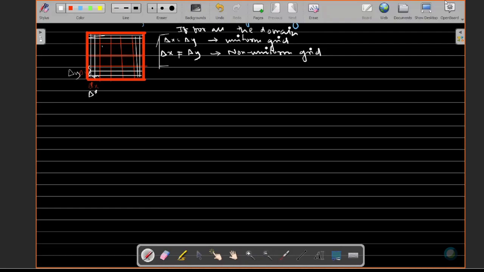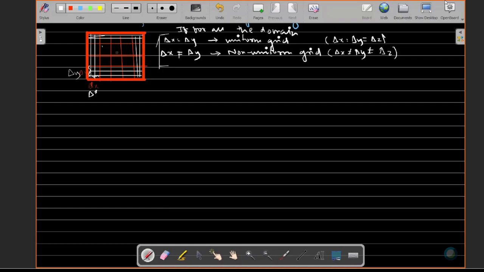it is not equal to delta y, or delta x is not equal to delta z for 3D. For 3D, the condition is delta x is equal to delta y is equal to delta z, and we are talking about this Cartesian plot. If delta x is not equal to delta y, not equal to delta z, this is for 2D, that is for 3D. We call it uniform grid and non-uniform grid.